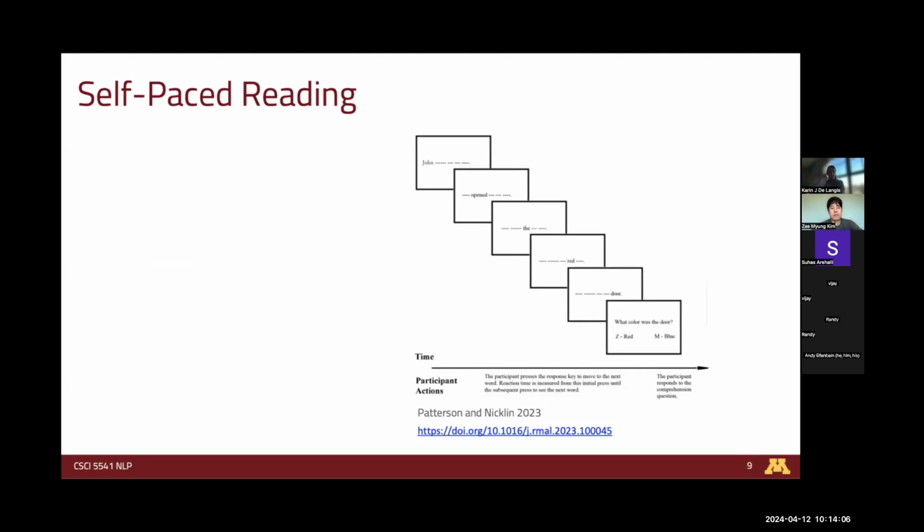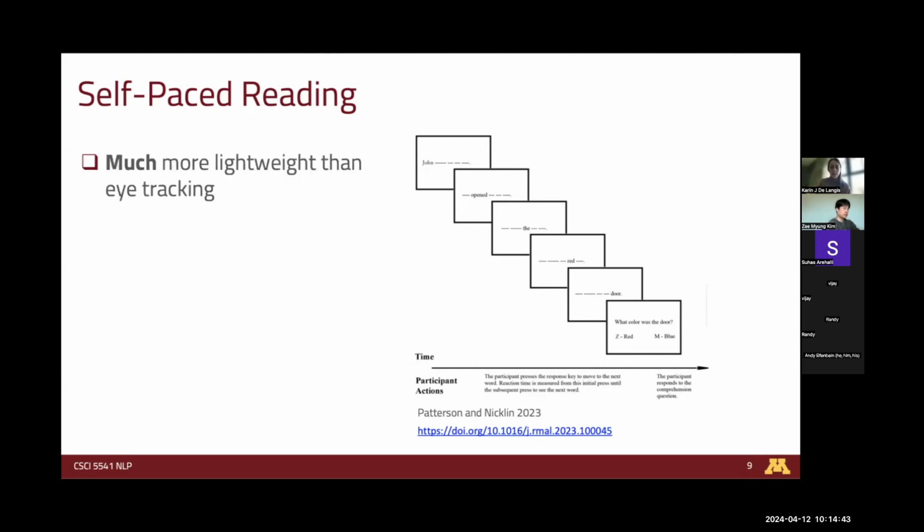So our inspiration for our experimental setup comes from a self-paced reading task. Again, I'm sure most people here are more familiar with this task than I am. But the basic idea is that you have a text and you can mask it. And then you reveal a word or phrase at a time, and the user can press a button on the keyboard to reveal the next word or phrase, and so on and so forth.